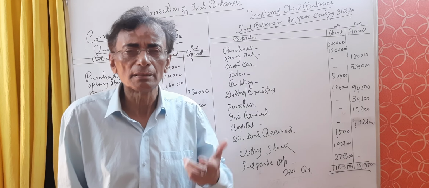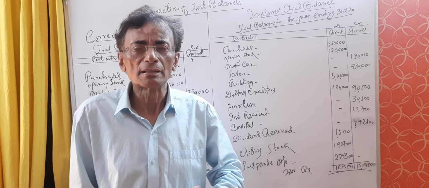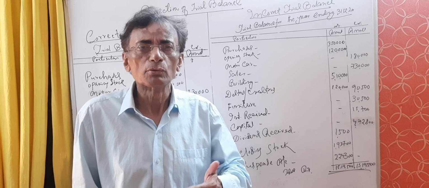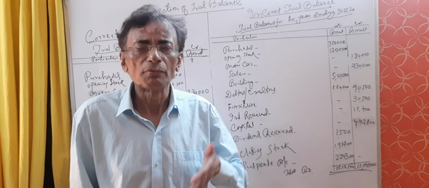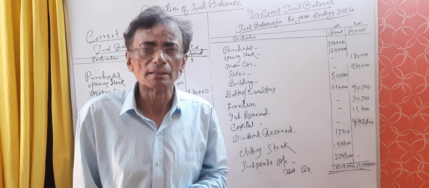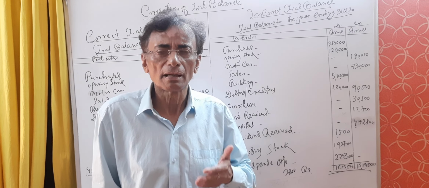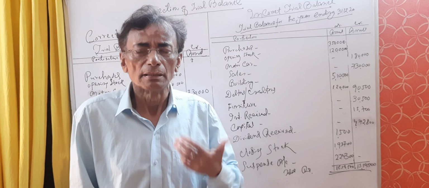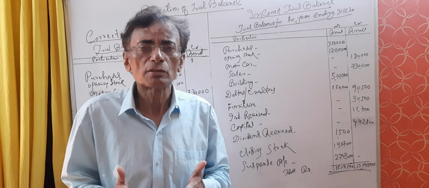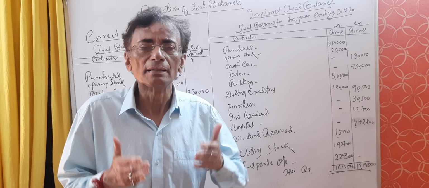Personal accounts may have either debit or credit balances depending on the nature of the transaction. If it is debtors, it would have a debit balance, and if it is creditors, it would have a credit balance. All reserves and provisions represent credit balances, excepting reserve for discount on creditors. All liabilities like bank overdraft and loan from bank represent credit balances. So these are the thumb rules which we have to keep in mind while correcting an incorrect trial balance.